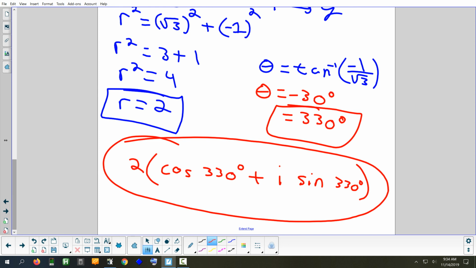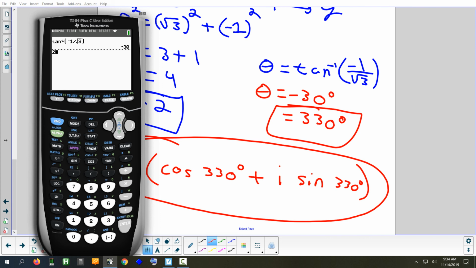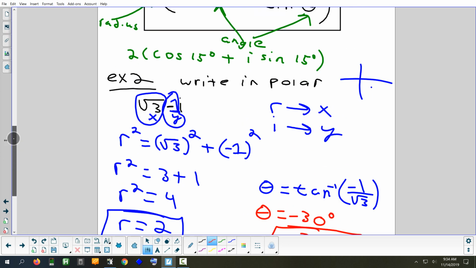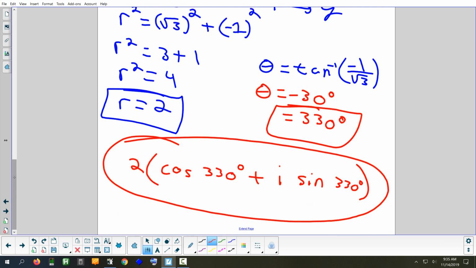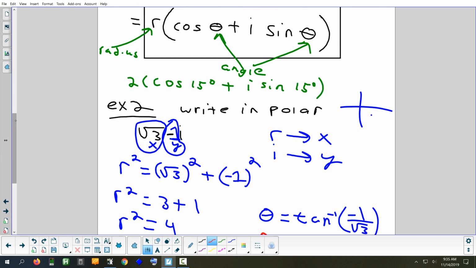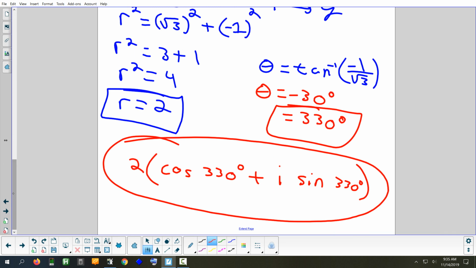Don't do that out. Okay? If you did, watch what happens. I'll do the second part. Let me take 2 distributed times the sine of 330. Watch what you get. 2 times the sine of 330. I get -1. That's exactly what I started with. So if you do it out, you're changing it back to what you started with. Right? If I did 2 times the cosine of 330 and distributed it out, I would get square root of 3. So if you do that out, you're changing it back. So leave it just like that.